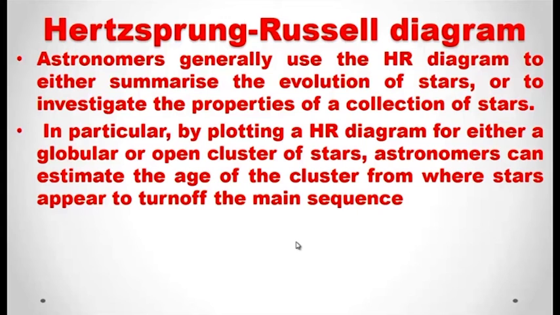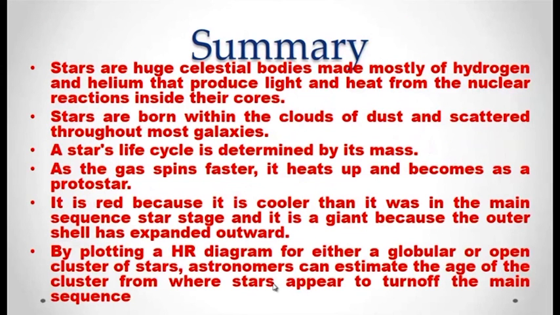Astronomers generally use the Hertzsprung-Russell diagram to either summarize the evolution of stars or to investigate the properties of a collection of stars. In particular, by plotting a Hertzsprung-Russell diagram for either a globular or open cluster of stars, astronomers can estimate the age of the cluster from where stars appear to turn off the main sequence. This is how the Hertzsprung-Russell diagram helps.